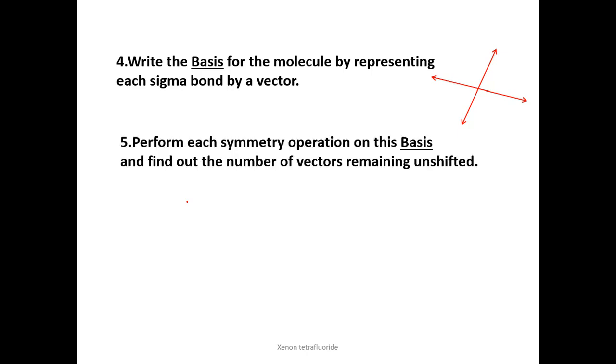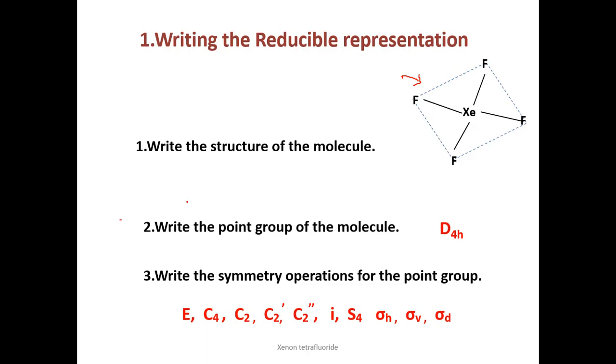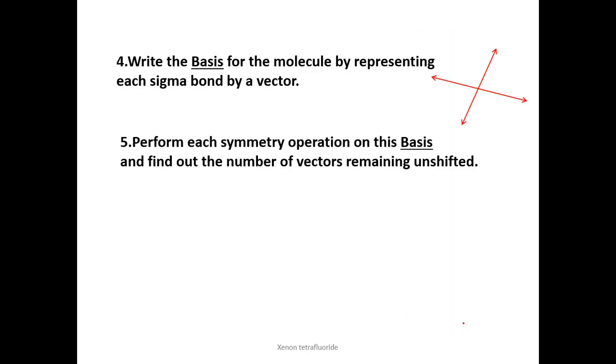Perform each symmetry operation on the basis and find out the number of vectors remaining unshifted. We are going to perform all these 10 symmetry operations given here, that is E, C4, C2, C2', C2'', i, S4, sigma h, sigma v, and sigma d, each one on this basis that is given above, and find out the number of vectors remaining unshifted for each symmetry operation.